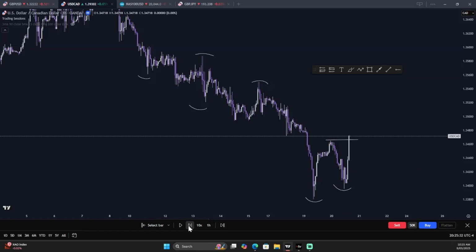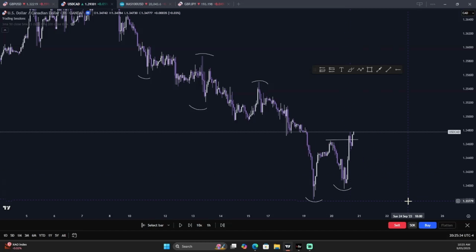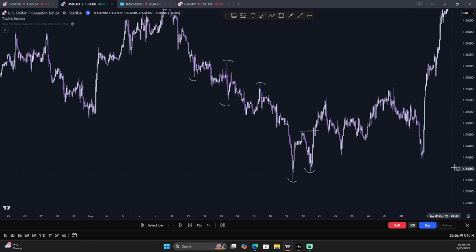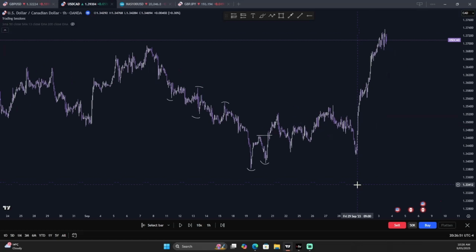and it is only validated once we see a major break of structure to the upside. And as you can see, price is very easily able to break this, indicating that we're now in a valid uptrend. And if we do fast forward, you can just see how clear and strong this uptrend was, breaking multiple major swing highs, giving us our uptrend.